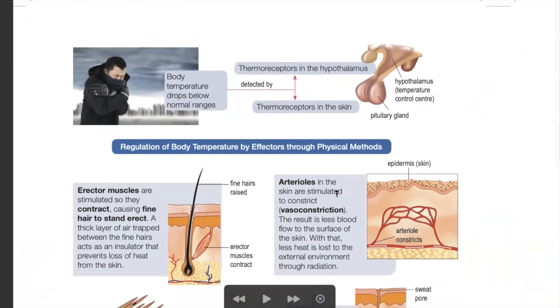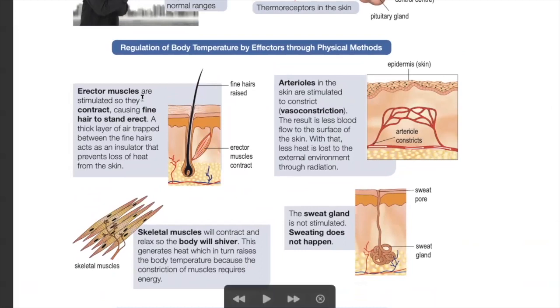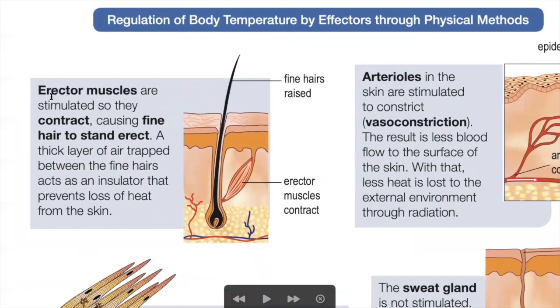So here, as you can see, the effectors are the same. The effector is the one that will produce the response. So what will happen is that, tadi kalau kita tengok effector muscle, dia do not contract. Now you can see the erector muscle will contract. So when the erector muscle contracts, this will make the hair become erect. Stand erect, dia akan tegang. Macam orang cakap bulu roma naik. So the consequence of having the erector muscle contract is that our fine hair will rise. So what will happen?